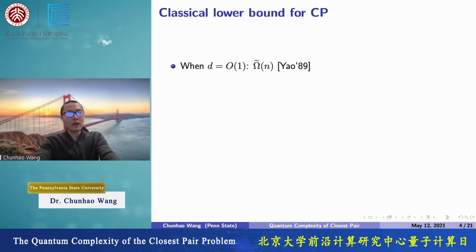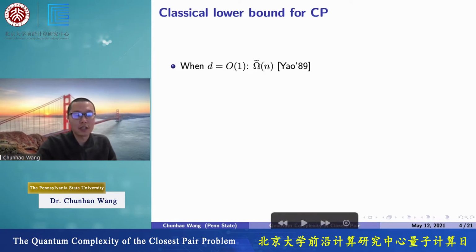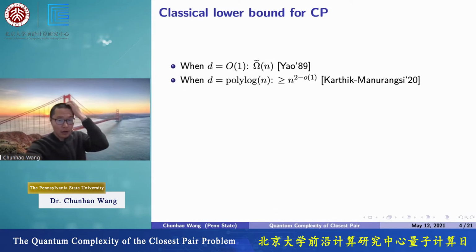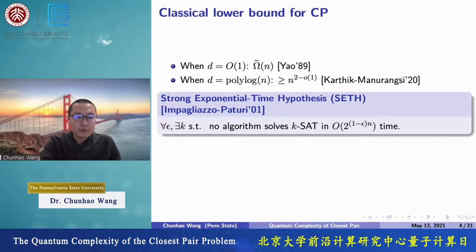Here are some lower bounds for this problem. When the dimension is constant, in the late 80s, Yao proved that the lower bound is almost linear. Here the tilde hides the polylog factor. When the dimension is higher, very recently, Karthik and Manurangsi showed that the lower bound is almost quadratic. But their lower bound is conditional. It's based on a hypothesis called the strong exponential time hypothesis.